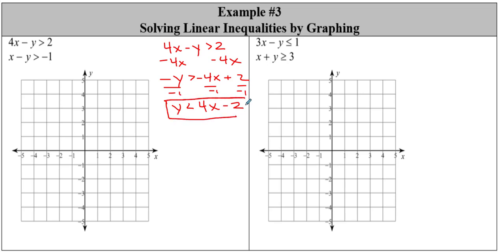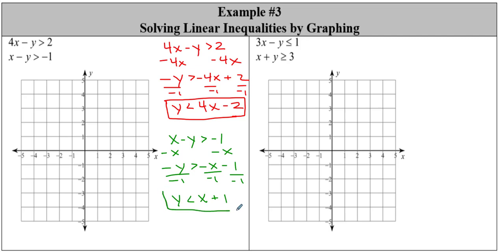All right. And then let's do this one. We've got x minus y greater than negative 1 minus x, negative y greater than negative x minus 1. Boom, burning through this. All right, we've got y. Got to do that flip. Negative over negative is going to be a positive x. Negative 1 over negative 1 is a positive 1. All right, so boom and boom.